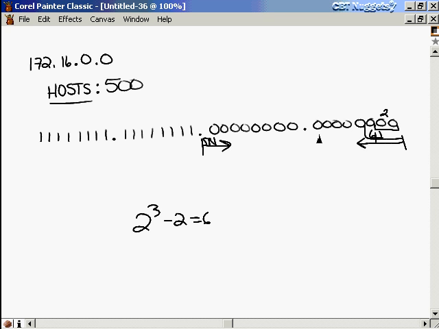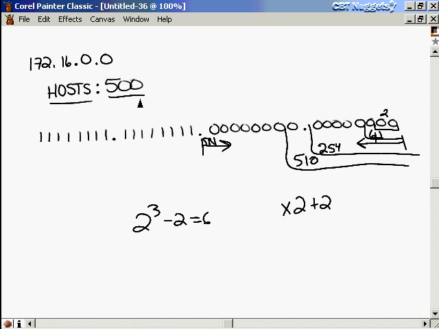So let's see. I need 500. I know at this point, again, that I need 250, or I get 254 available hosts. If I go one more bit over and use the other formula, which is 254 times 2, which is going to be 508, plus 2, which is 510, then I am going to exceed what I need as far as available hosts per subnet. So I know that my host portion has to stay with 9 bits. And what does that leave me for my network? That's going to leave me 7 bits for my network.